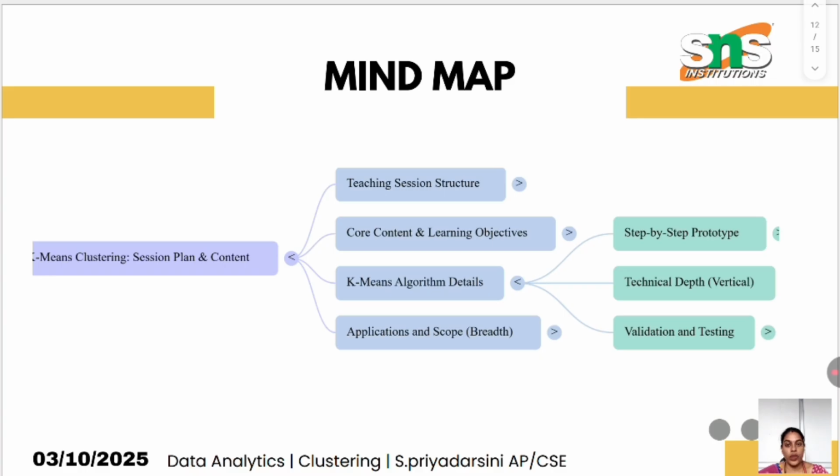Next we will see about the given mind map. Here is a quick mind map. Notice the flow from defining the problem to applying k-means to seeing the real world applications. This will help us to capture the big picture.